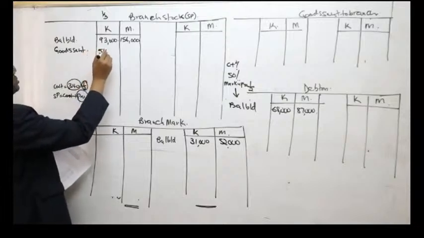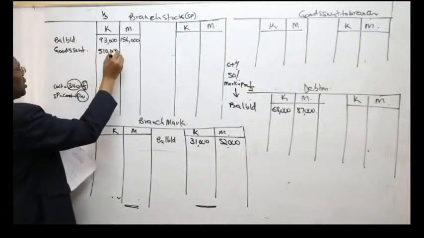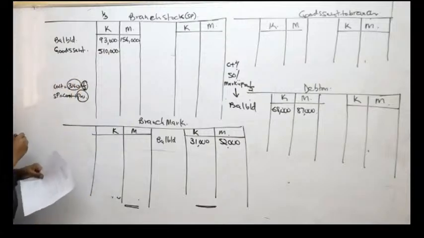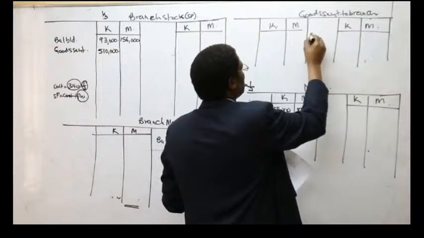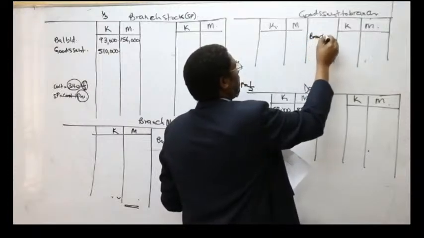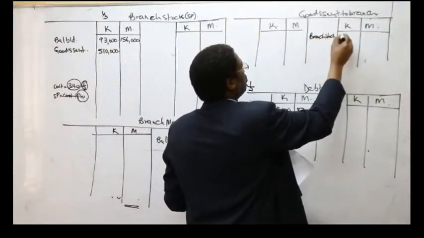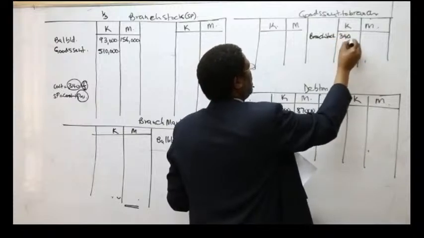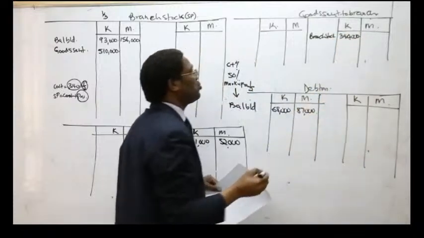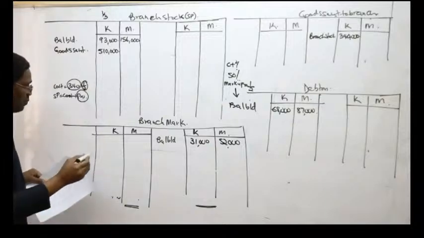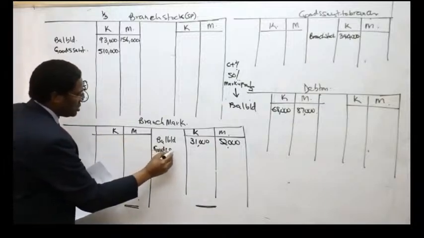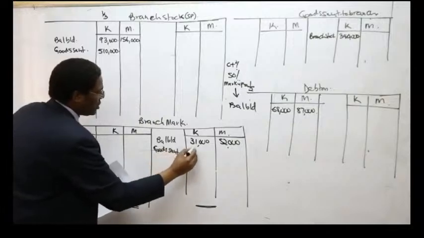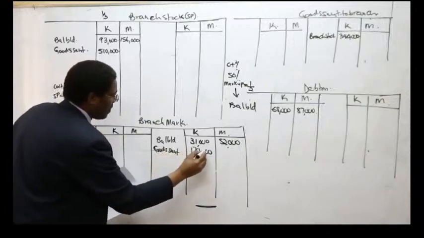When we debit branch stock account at selling price, we credit goods sent to branch at cost price, and we come and see a branch stock. For Kisumu, it is 340,000, and we said you credit branch markup account with the profit loading, and you come and see your goods sent, and the profit loading is 170.